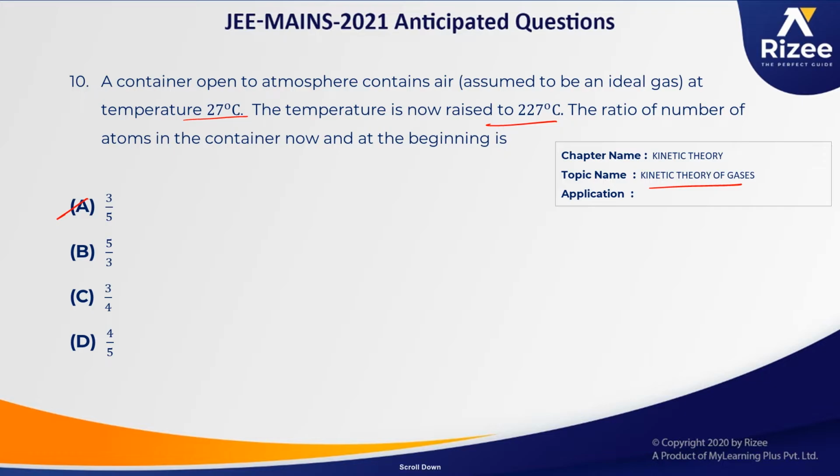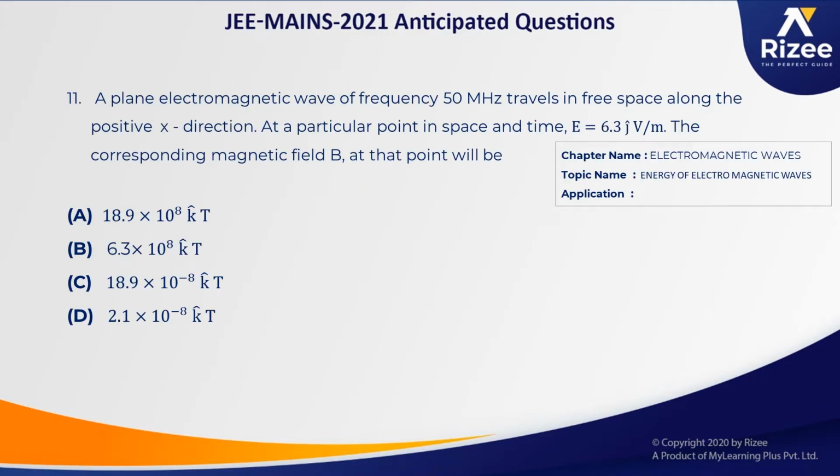Coming to the next question. The next question is: a plane electromagnetic wave of frequency 50 megahertz is traveling in free space along the positive x direction. At a particular point in space, he has given the electric field to be this one.